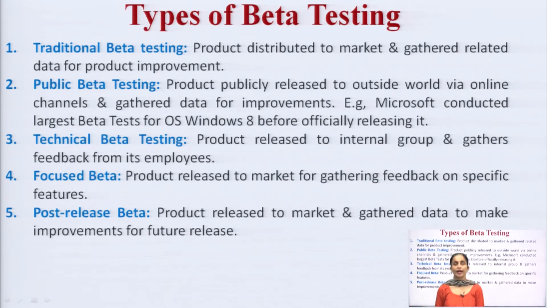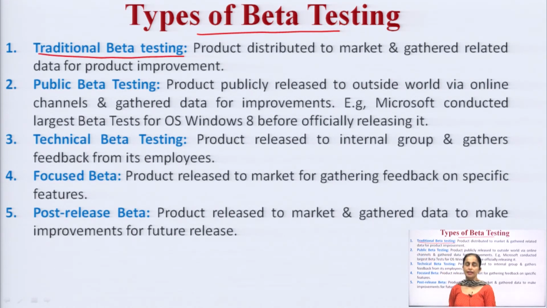Then there are 5 types of beta testing that we can perform. The first is the traditional beta testing. Traditional beta testing says the product is distributed to the market and various related data is gathered so that further improvement in the product can take place. That is our traditional beta testing.